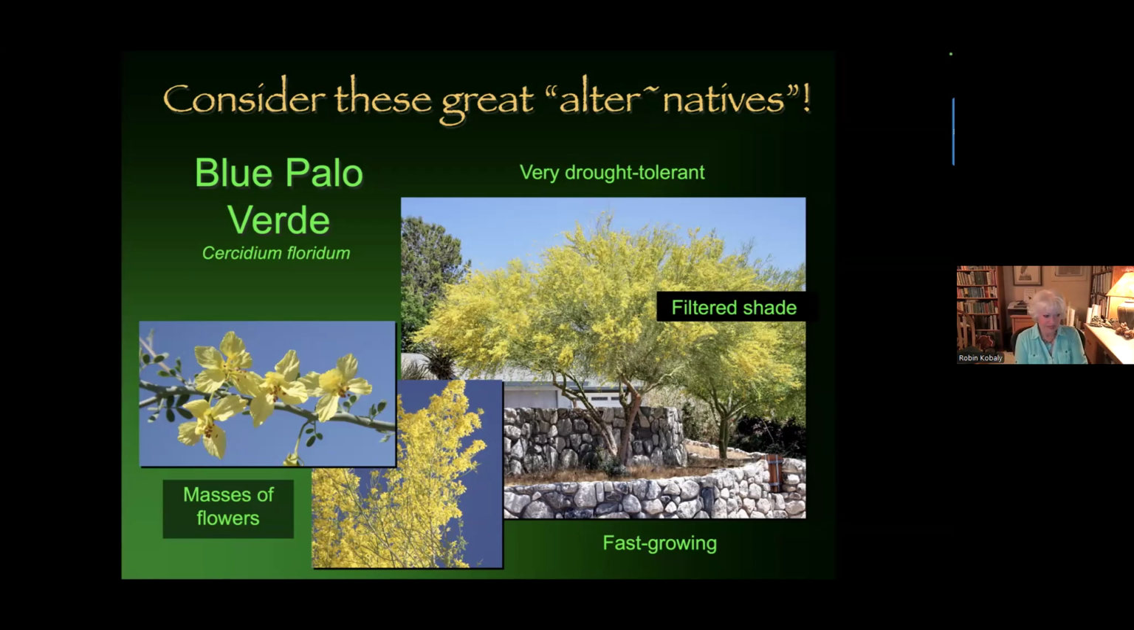There's a hybrid called Desert Museum that you can get even in like Home Depot and places like that. It's not our true native here, but it performs really well in our environment too, even though it's not totally native.